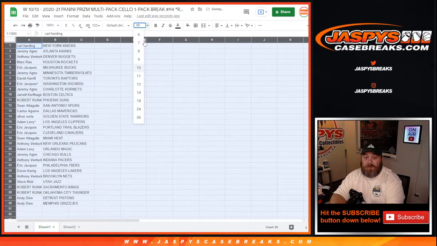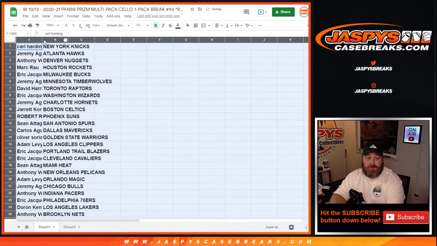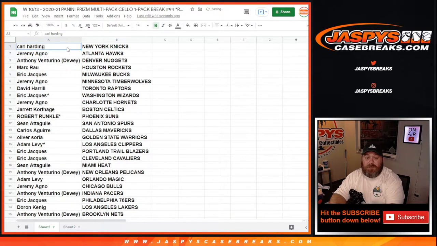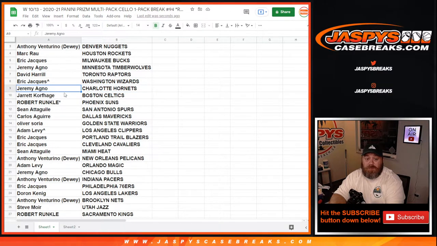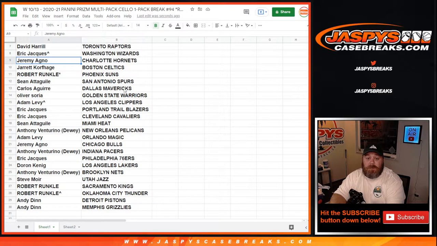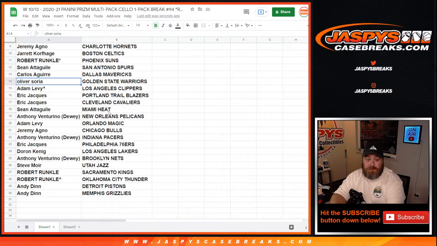This is the 2020-2021 Prizm Cello Pack, so we'll look at some of the highlights. Obi Toppin, the Knicks, for Carl Harding. Anthony Edwards, Timberwolves, Jeremy Agnew. Hornets, LaMelo Ball, Jeremy Agnew. You've got James Wiseman and the Warriors for Oliver. And where are the Kings? Tyrese Haliburton and the Kings for Robert Runkle. There you go.